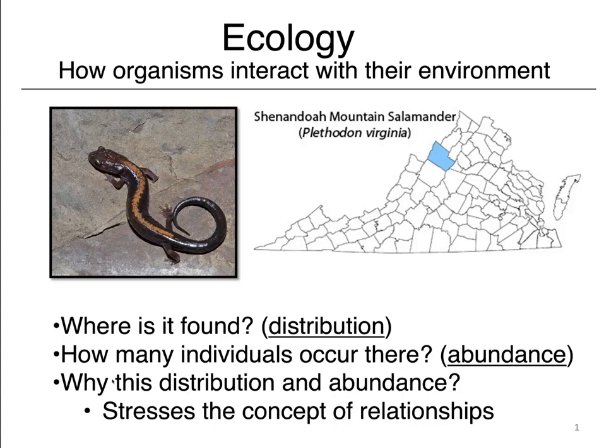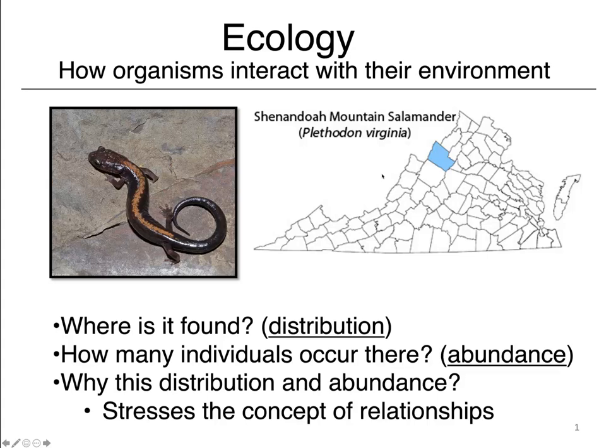And so, for example, you might look at the Shenandoah Mountain salamander, Plethodon virginia. This particular salamander species exists only in Rockingham County and can only be found on one or two mountaintops in Shenandoah National Park. So to understand the ecology of this organism, you'd have to understand, number one, why is it found only there? Number two, how many individuals are there? And number three, why are we only seeing this many individuals and why is it only occurring on this mountaintop?